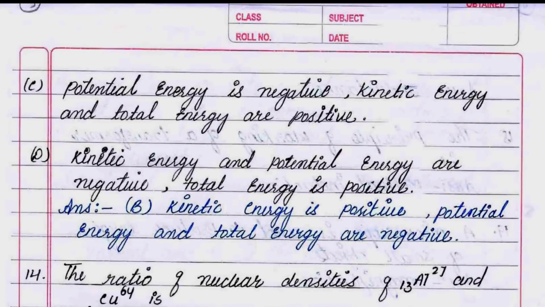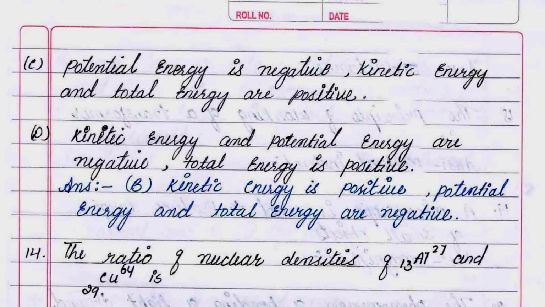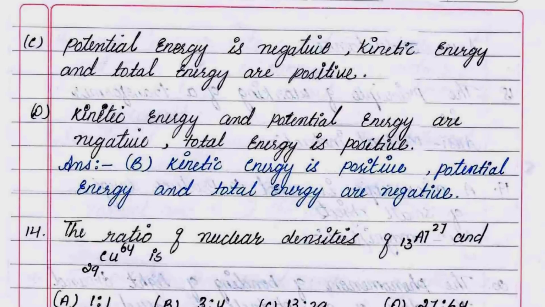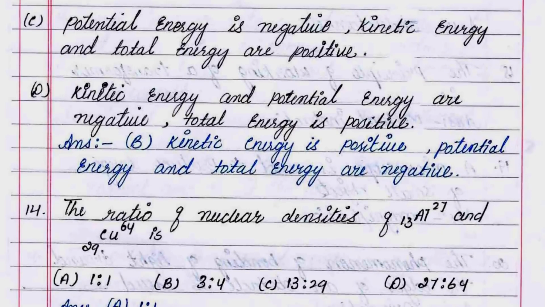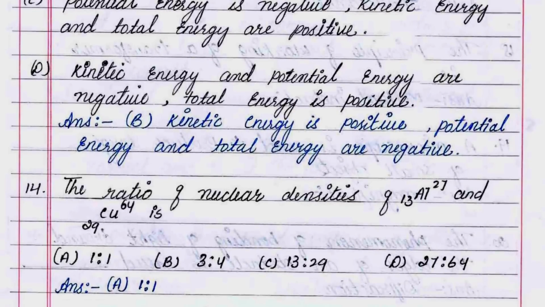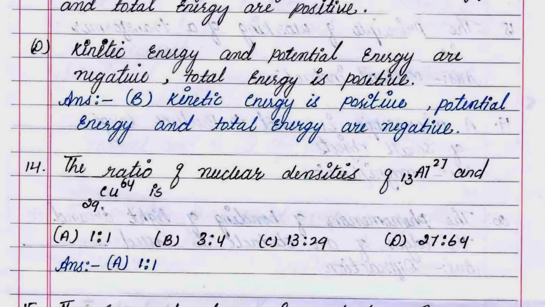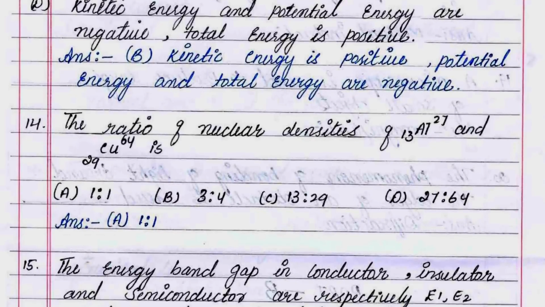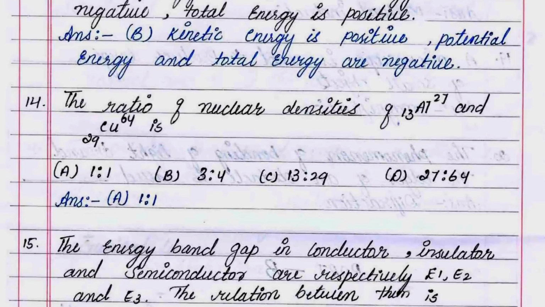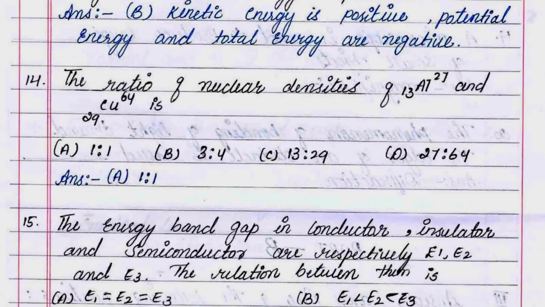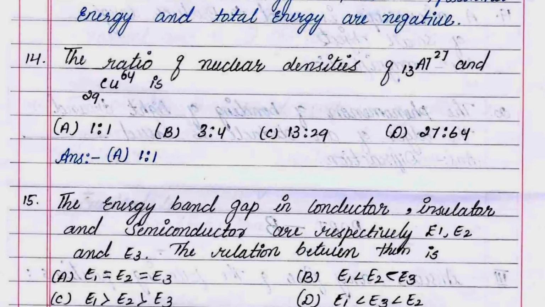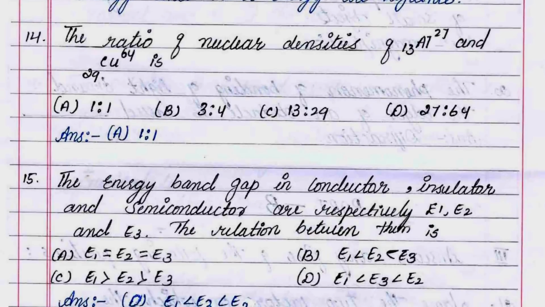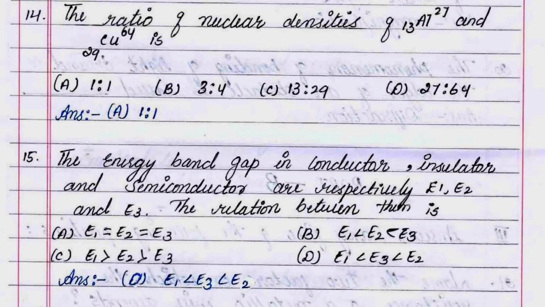14th, the ratio of nuclear densities of Al and Cu is A. 1:1, B. 3:4, C. 13:29, D. 27:64, and the answer is A. 1:1.